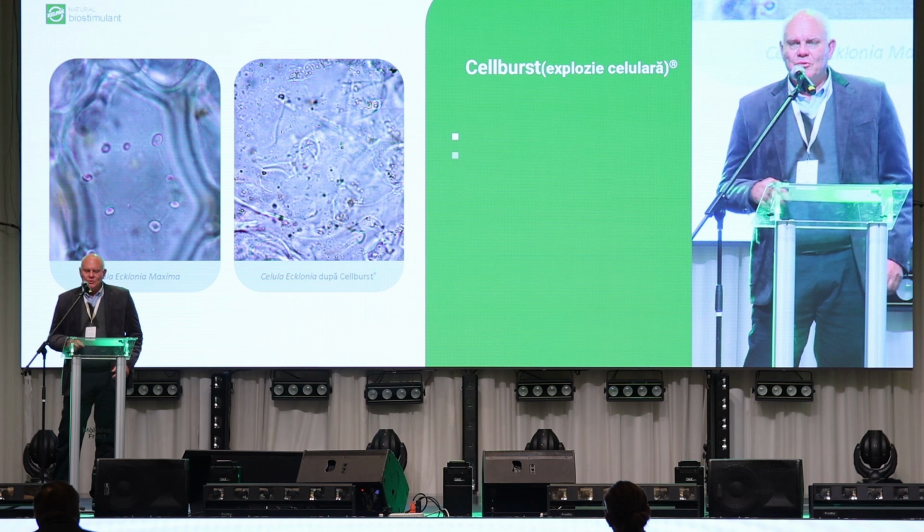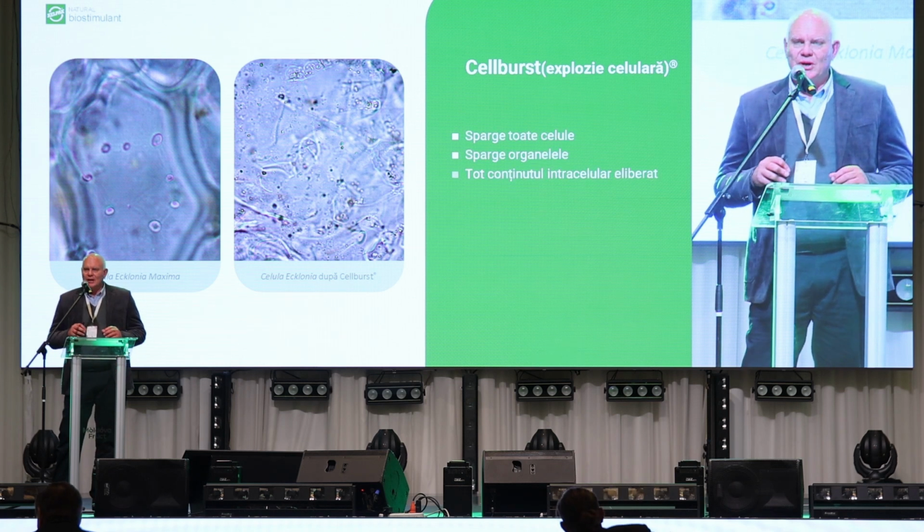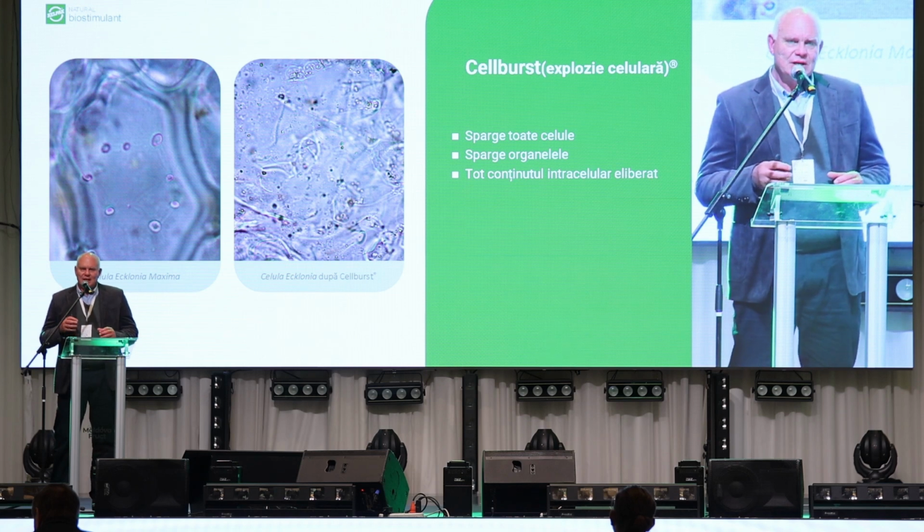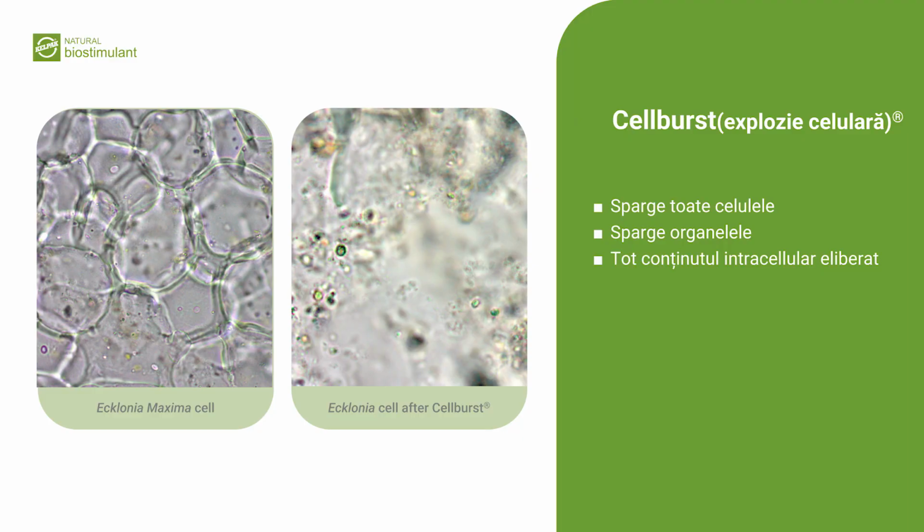So what we do is we do an extraction. We mince up the seaweed, and then we put that seaweed under a very high pressure. Under that high pressure, the cell walls are being compacted, and then you have a sudden release of that pressure, which causes the cell walls to expand so rapidly that they actually rupture.